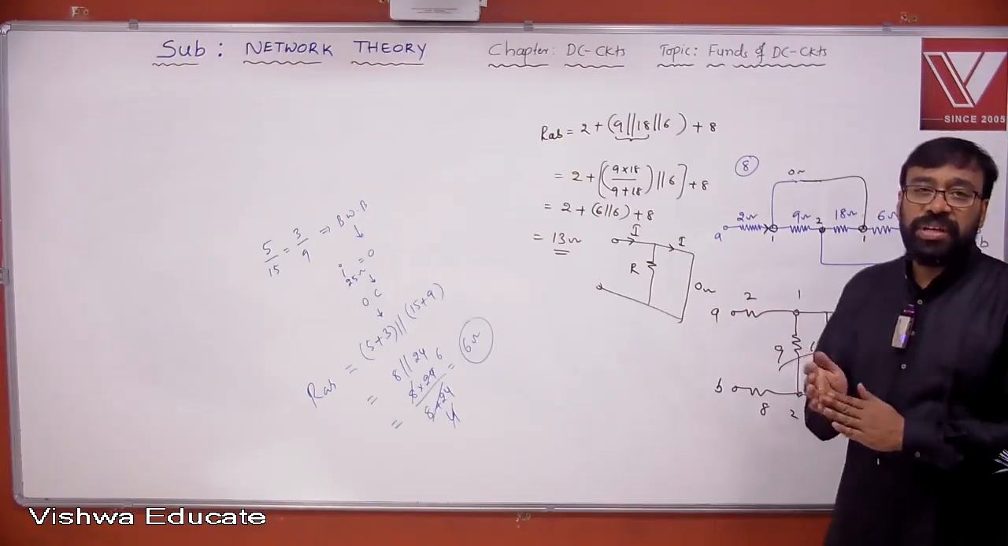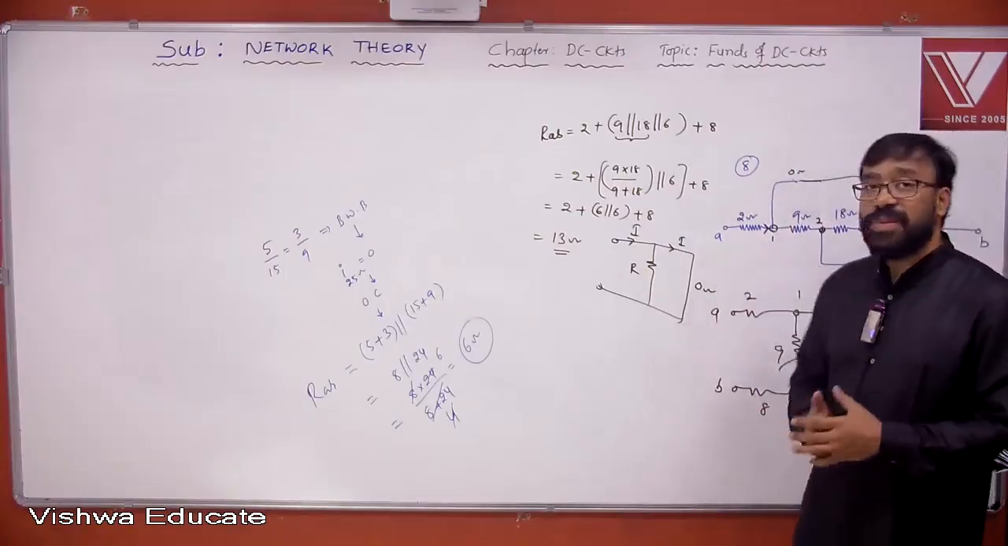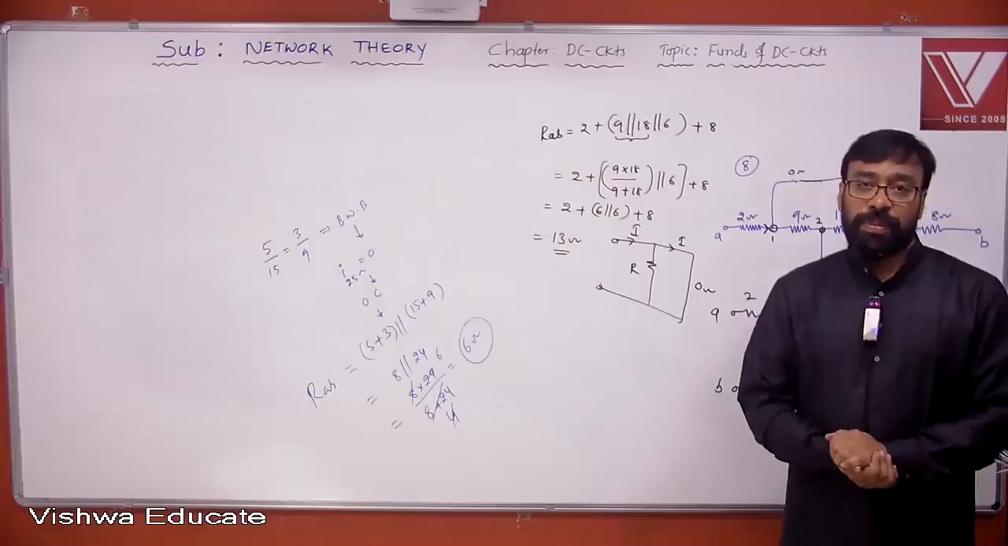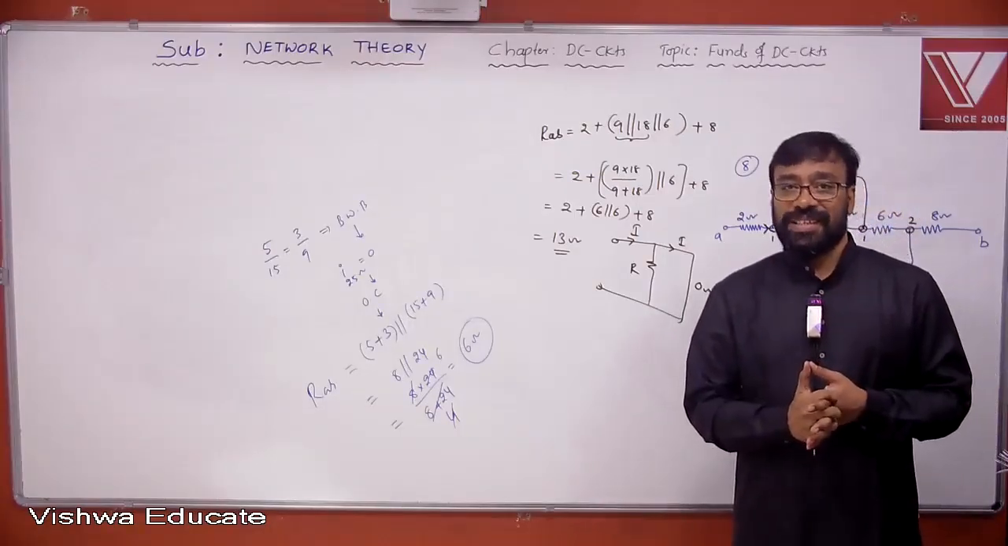And we stop the session here. In the next session, we'll see some more problems. We actually stopped at the 8th problem, and we continue with the 9th problem. There are around 20 problems in this network reduction, and we'll discuss them in the next session. Okay, see you.